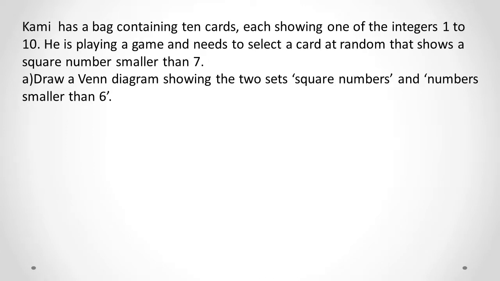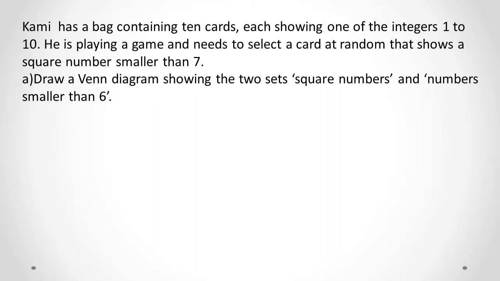Another example, Cami has a bag containing 10 cards, each showing one of the integers 1 to 10. This means that the possible outcomes are either 1, 2, 3, 4, 5, 6, 7, 8, 9, or 10. He's playing a game and needs to select a card at random that shows a square number smaller than 7. So here we have two events. First, square number. Second, less than 7. Draw a Venn diagram showing the two sets, square numbers and numbers smaller than 7.